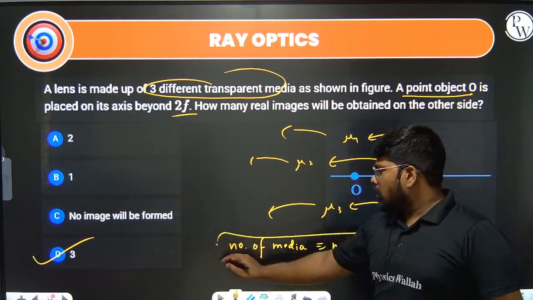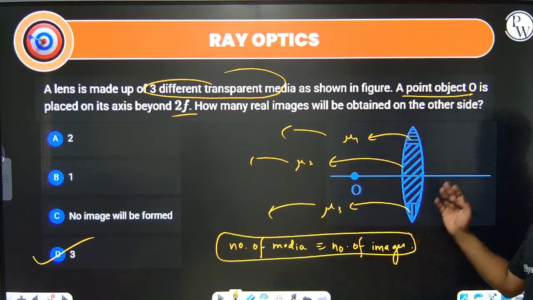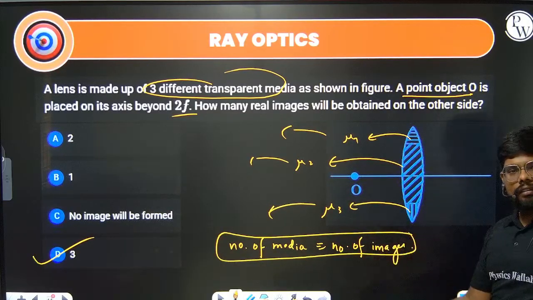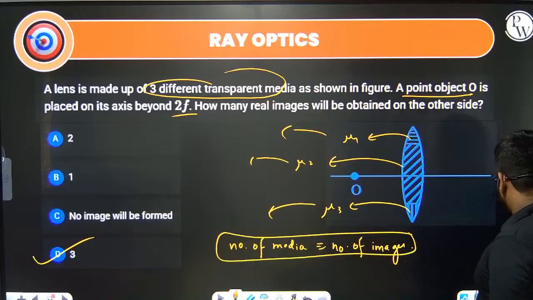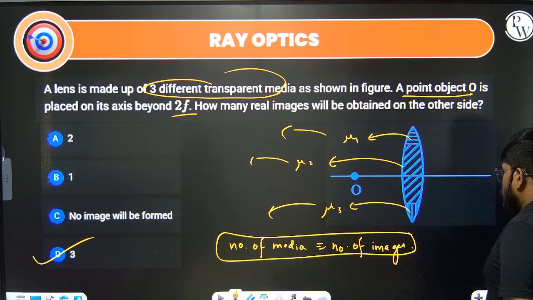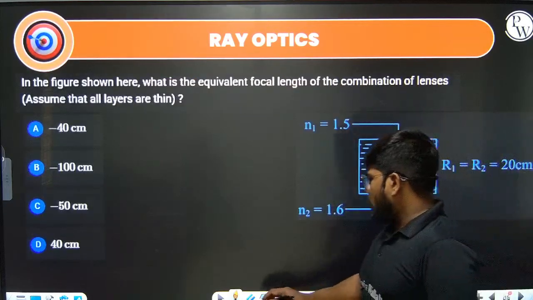How many images will be formed is equal to that many. So 3 are there, so 3 will be. And this was also asked previously, in JEE also they asked this question. Very simple, direct, straightforward question.